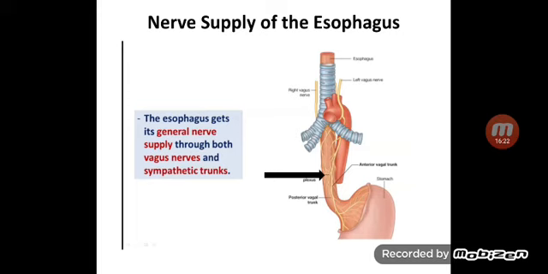Innervation of the esophagus, you remember, is through the esophageal plexus, which carries the sympathetic fibers that come from the sympathetic trunk, and the parasympathetic fibers that come from the vagus nerve. It is in the lower part of the esophagus, as I mentioned, as this black arrow points. This is the esophageal plexus.